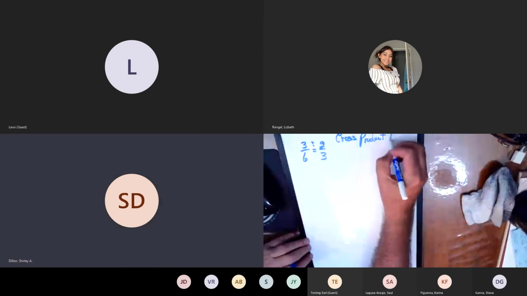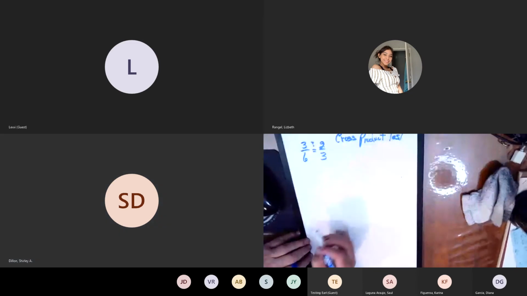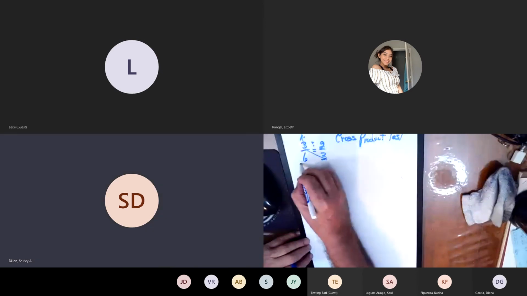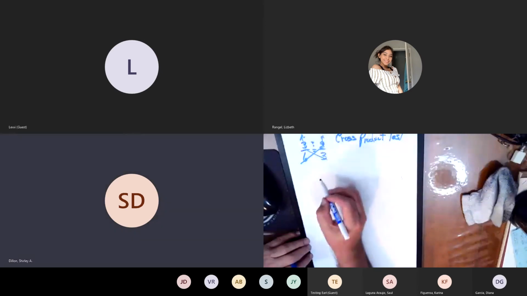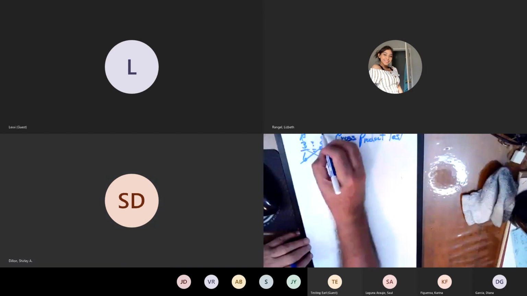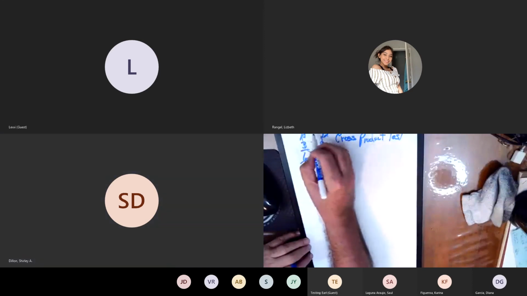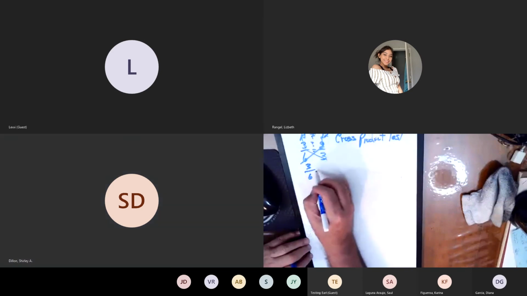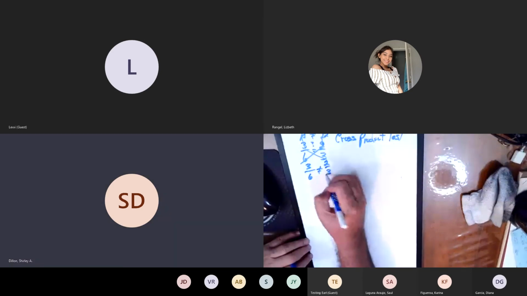Product test. The cross product test says that I am going to multiply these two, and do I get the same number? 3 times 3 is 9. 6 times 2 is 12. 9 and 12 are not equal, so these two are not equal. 3/6 is not equal to 2/3.